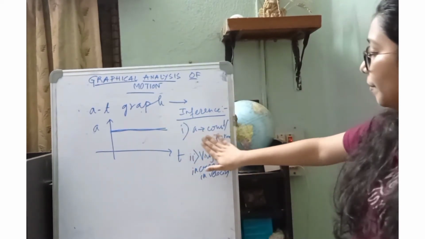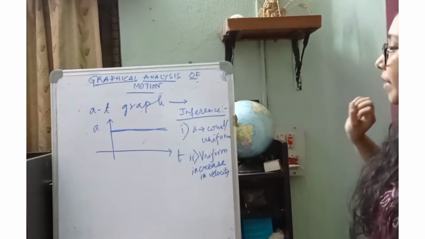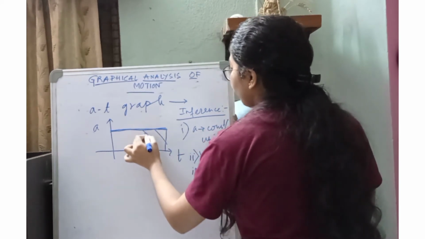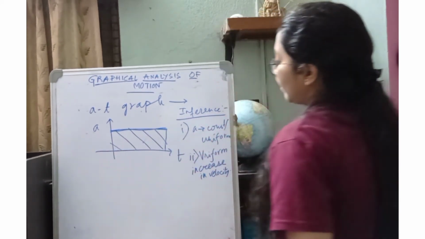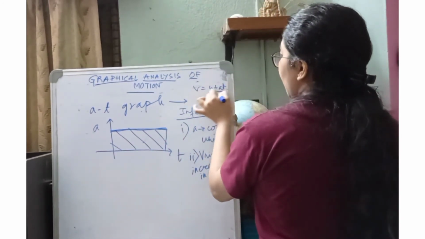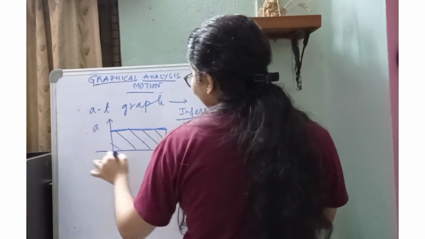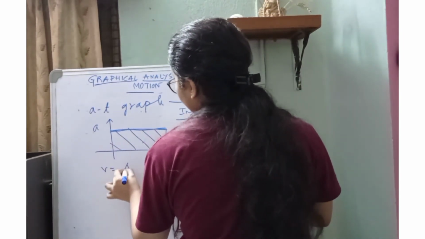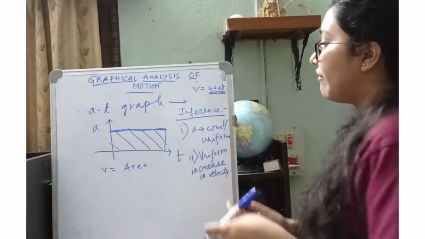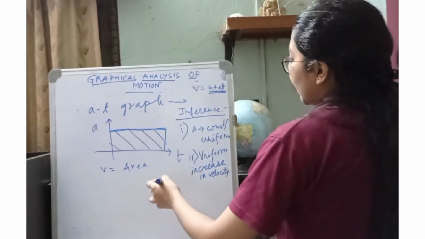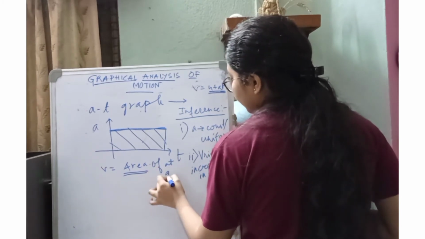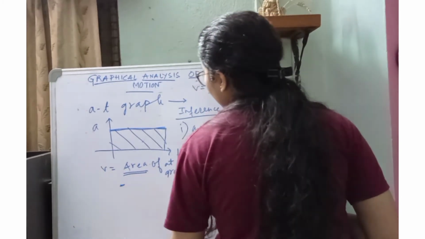Right? So this is what we can actually see from this particular graph. Now if I am finding the area of the AT curve, we can see that V is equal to U plus AT. So it is very clear that the area of this AT graph will give me the velocity. So if we are asked to find the value of velocity from the AT graph, we can directly go for the area of the AT graph, which will give us the velocity.